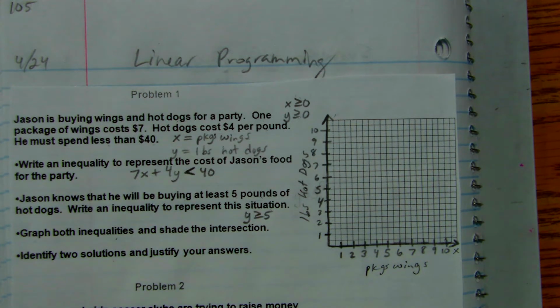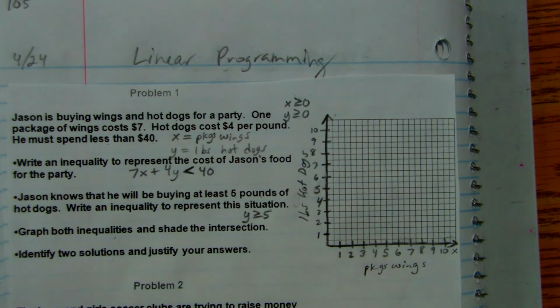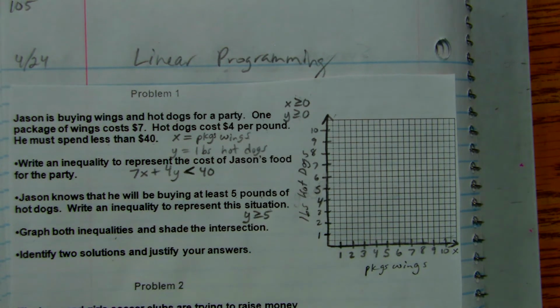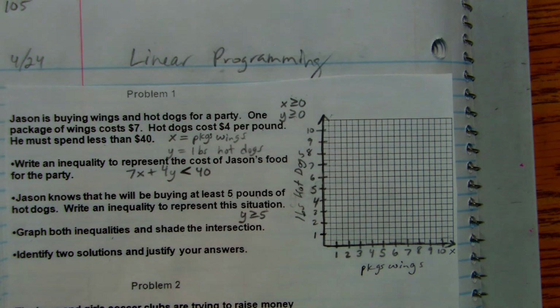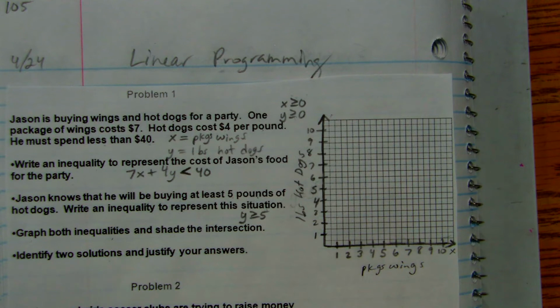All right, so we have it set up. We've got everything labeled. Now we just have to make our graph. So this first one that we wrote, the 7x plus 4y is less than 40, we will have to rearrange. So think about the song. We add or subtract the x term.